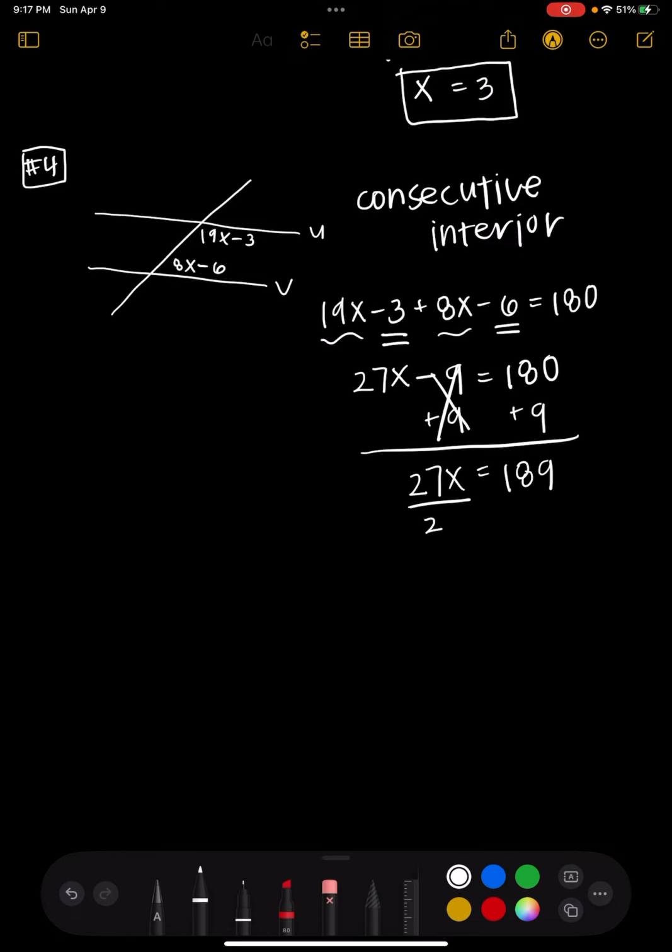Then we're going to divide each side by 27. And we end up with 7. So the 27 cancels out over here. We get x is equal to 7. And so in order for the lines u and v to be parallel, x has to be 7. And so that is how we solve for angles, part 2.